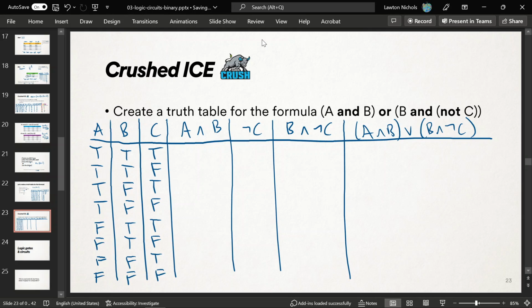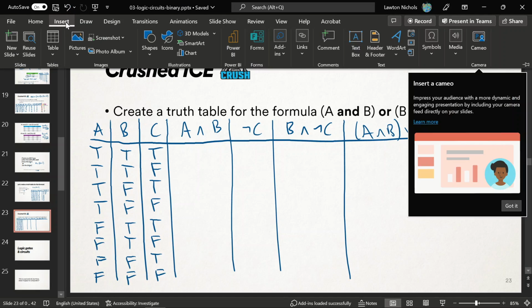Let me remind myself that this is a good idea. Insert text box.